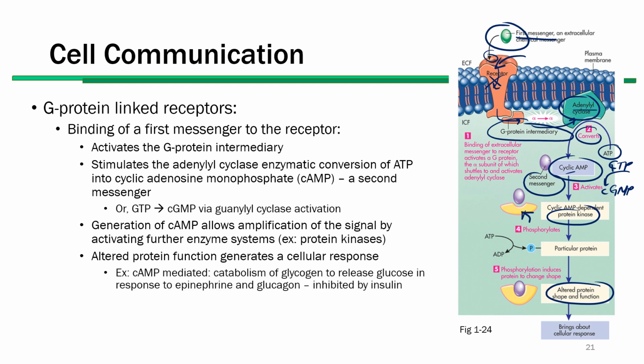For example, cyclic AMP is a second messenger that's involved in the signaling catabolism of glycogen, breaking down glycogen to release glucose when epinephrine and glucagon stimulate the receptor. So if here's our receptor, if our first messenger here is glucagon or epi, they're going to come in, and that's going to generate the second messenger cascade, this G protein cyclic AMP cascade. That's going to cause glycogen to be broken down into glucose.